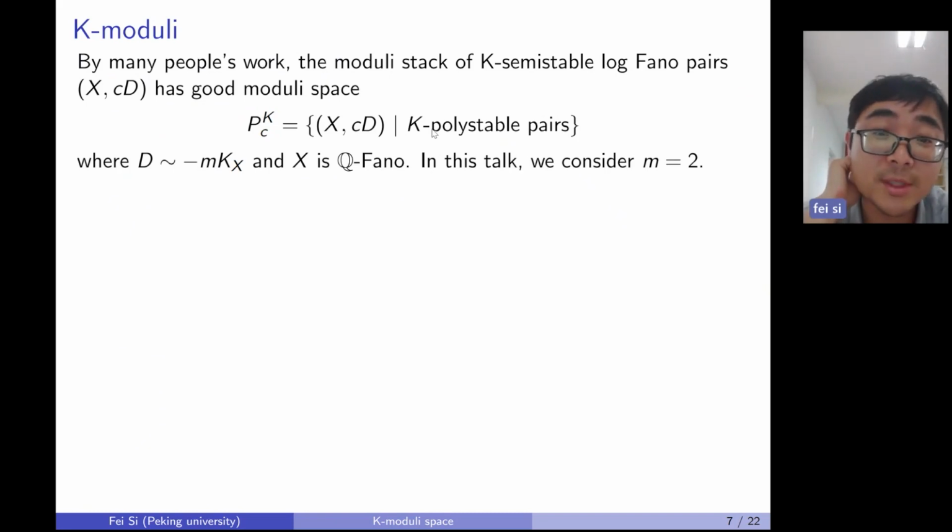The more interesting thing for this talk is that if we vary this coefficient in these pairs, the moduli space will have so-called wall crossing behaviors. This was proved by Ascher, Keel, DeVleming and Neil in 2019. So let's recall their results.